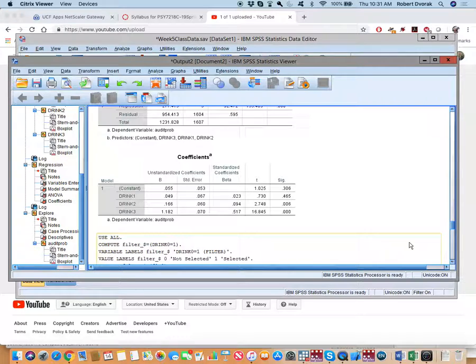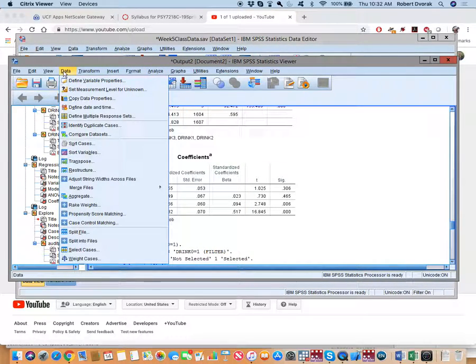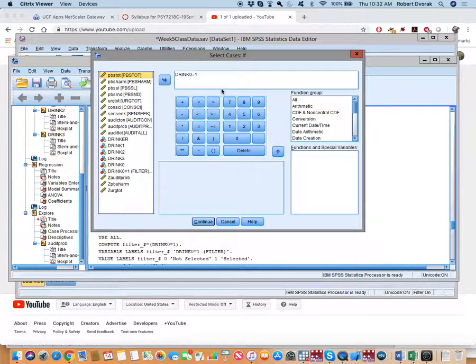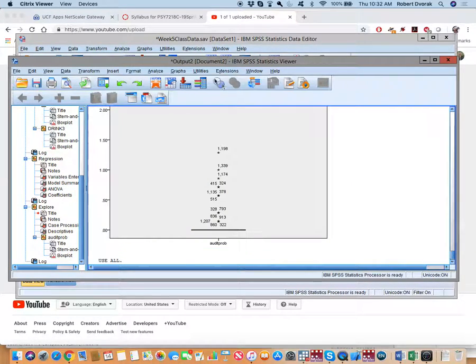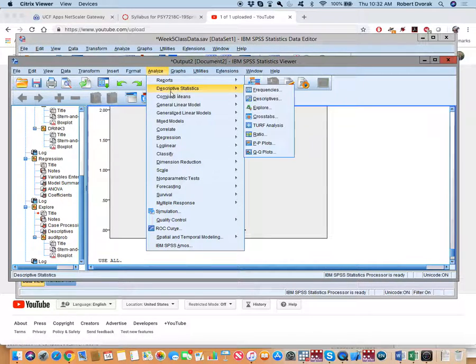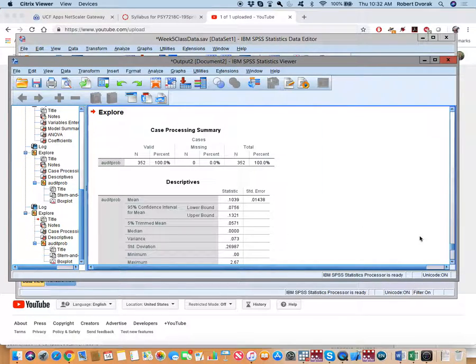0.09, I mean, it's going to be like 0.102 or something like that, 0.103, depending on whose math you're using. Let's check it. Analyze. Oh, let's go data, select cases. Select cases if drink 1 equals 1. Okay. And now let's go analyze, descriptives, explore, same thing.